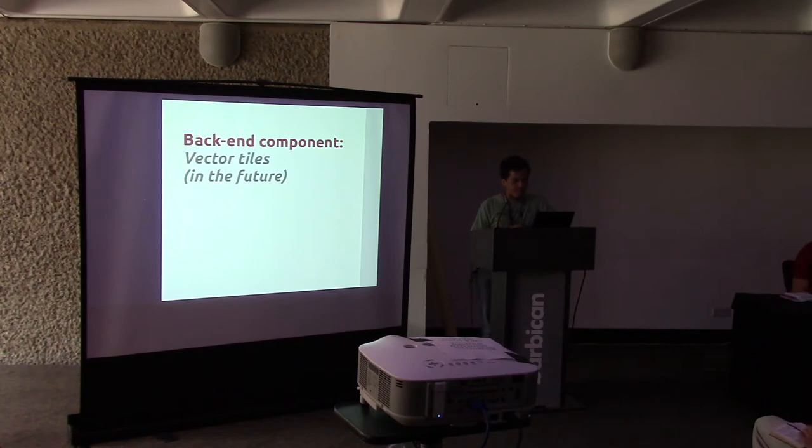Another possible backend component that we would like to develop is the vector tiles. So instead of having static tile images, it would be nice if you can get vector tiles, so the data is provided as vectors, and you can do client-side rendering of the map. I think that's what Google Maps is doing for their recent mobile app. So that's in the pipeline.